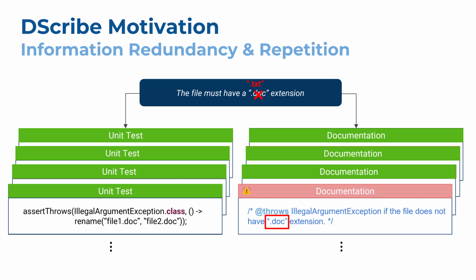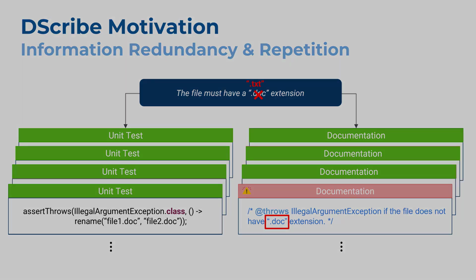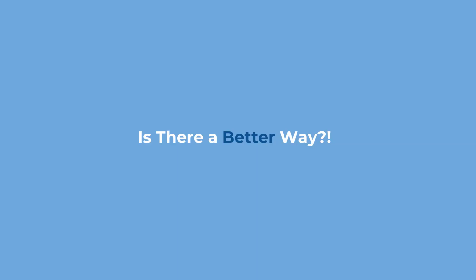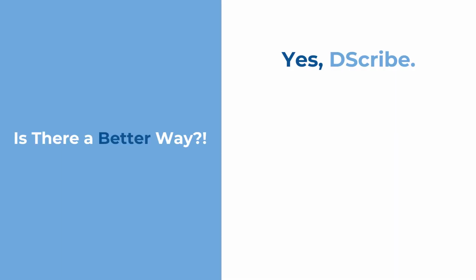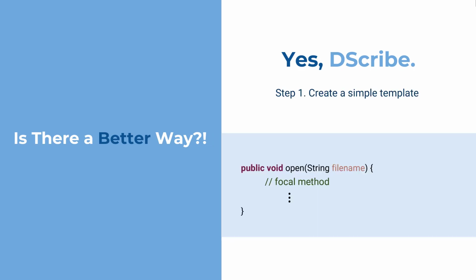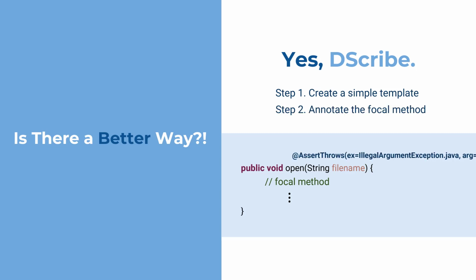If you're anything like me, you're probably wondering, is there a better way? DScribe allows developers to define each specification once using simple templates, which we will explore in detail shortly. After creating a template, developers can use a single Java annotation to generate unit tests and documentation in a consistent and streamlined fashion.